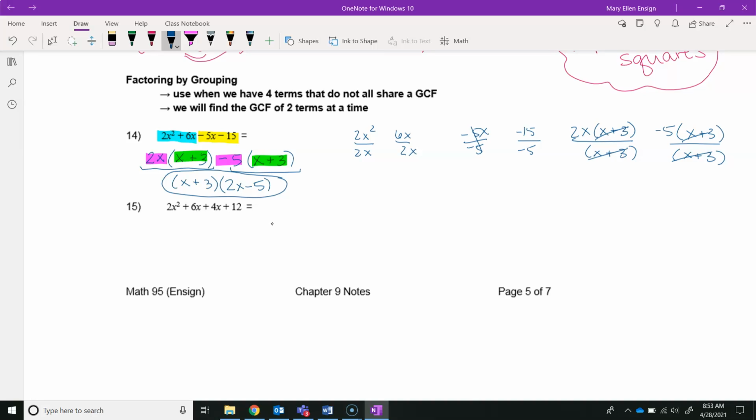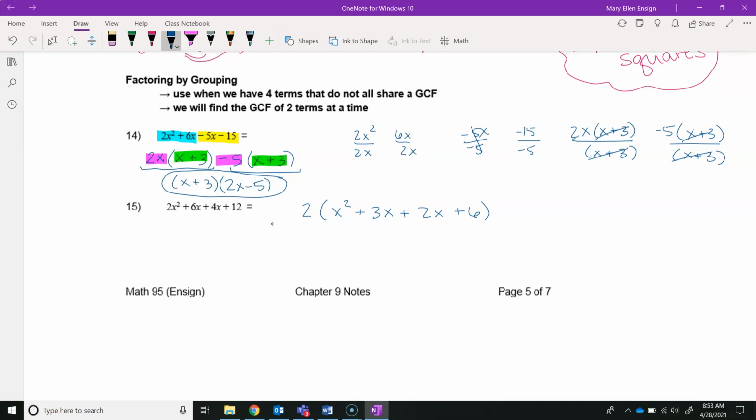So let's look at the next one. Now, if we look at the next one, 2x squared plus 6x plus 4x plus 12, this actually does have a greatest common factor, which I don't even know if I meant to have it like that when I made this, but let's pull that out first. So we have 2 times x squared plus 3x plus 2x plus 6. So hopefully this greatest common factor stuff is getting more familiar to you now. So I pull out a 2. There's what I have left.